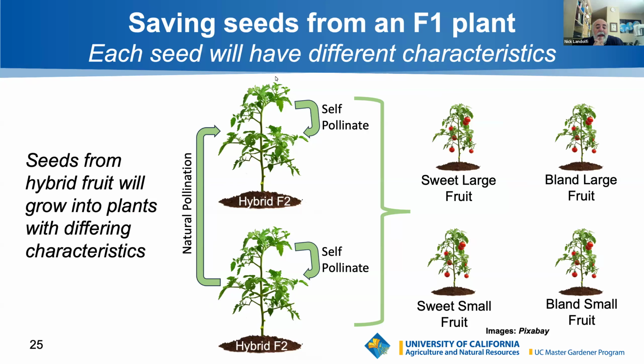Unlike open pollinated and heirloom varieties that breed true, each of the seeds saved from a hybrid plant will be different. The seeds will produce plants and will most likely produce tomatoes, but each plant's characteristics will be different. In this simple example, some plants will produce sweet, large fruit, but some will produce bland, large fruit, sweet, small fruit, or bland, small fruit. So while there is a chance you may grow something similar to a Sungold, it is much more likely you will get something very different. This is why you should not save seeds from a hybrid variety. You should purchase them as needed.